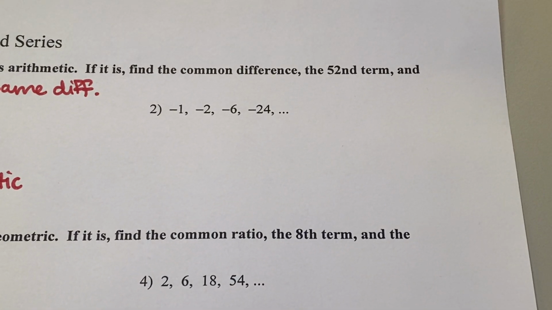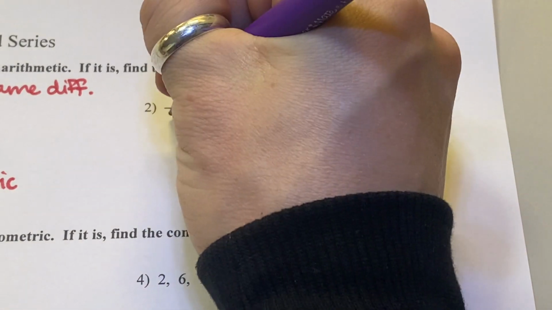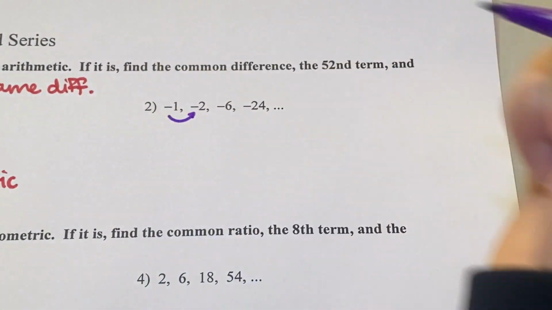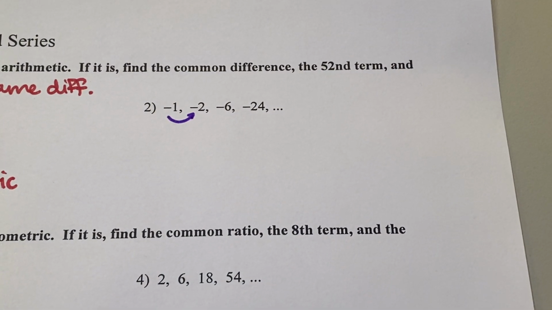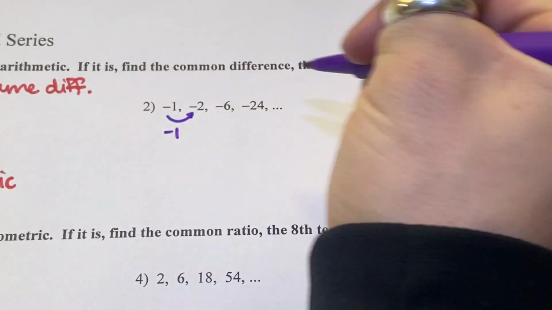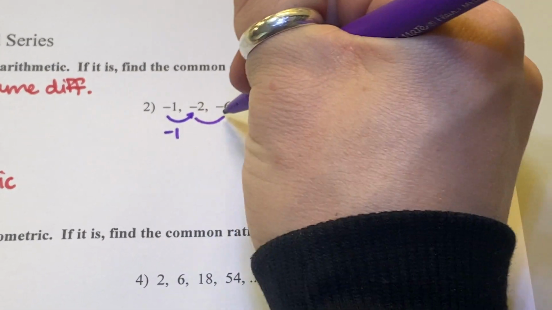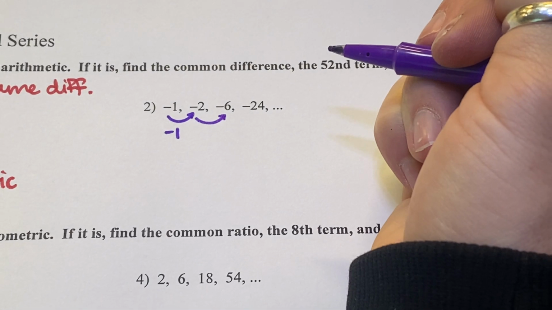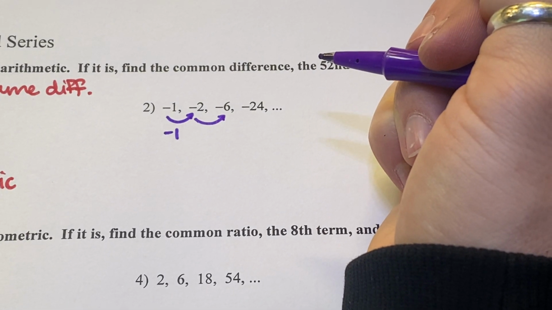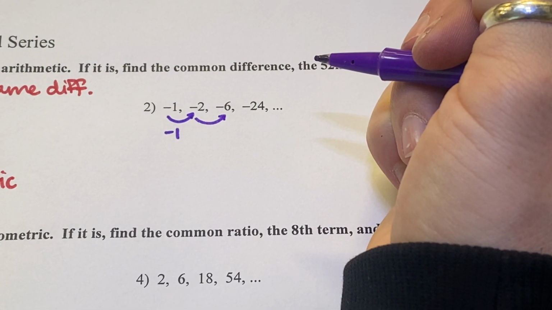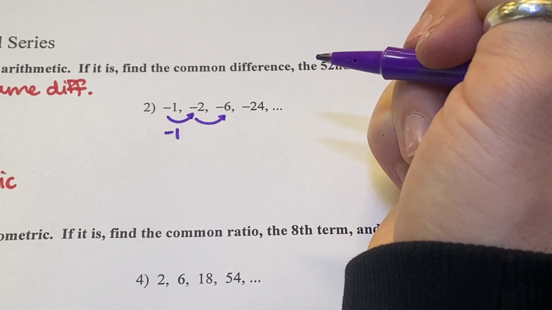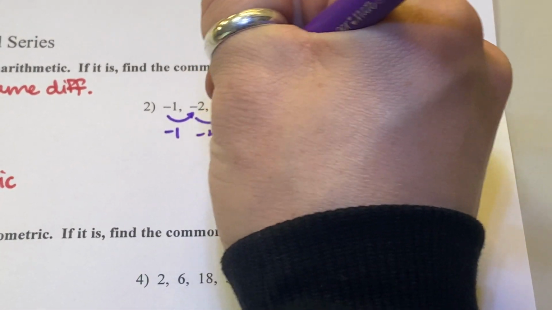Let's try number 2. To go from negative 1 to negative 2, how do we do that? We would subtract 1. To go from negative 2 to negative 6, what would I need to add or subtract? I'd have to subtract 4.